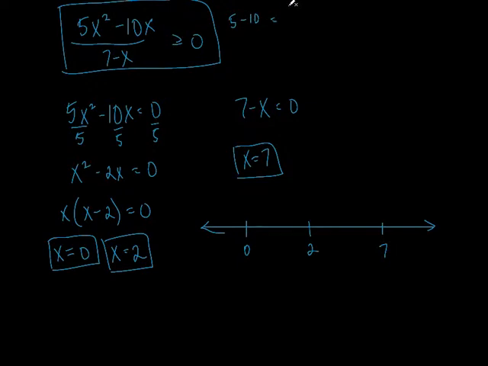Now, I don't even care about the 5, do I? I just care that it's either positive or negative. So the top comes out negative. What about the bottom? What are we putting into it again? A 1. 7 minus 1 is positive 6, which is positive. So what's a negative divided by a positive? It's a negative. So any number between 0 and 2 is going to give you a negative value.